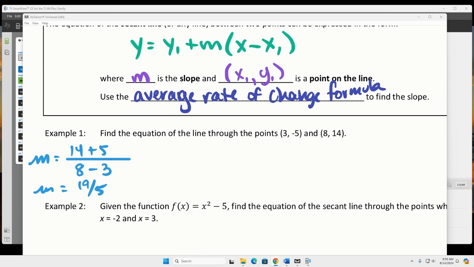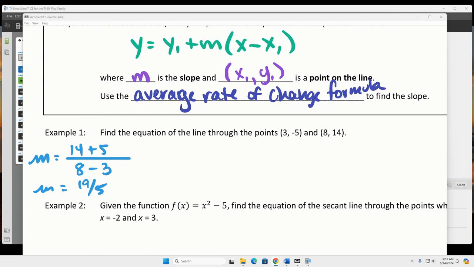All right, and then we're just going to go back to that formula for the equation of the line. We'll put that in for m, and then you just get to choose if you want to use the first point or the second point for the y1 and the x1. Do you guys have a preference? It doesn't matter. Anyone have a preference? Okay, let's just go with the first one. So y is going to be equal to the y coordinate of that point, which is -5, plus the slope times x minus the x coordinate.